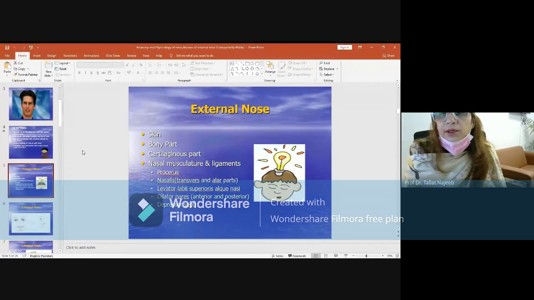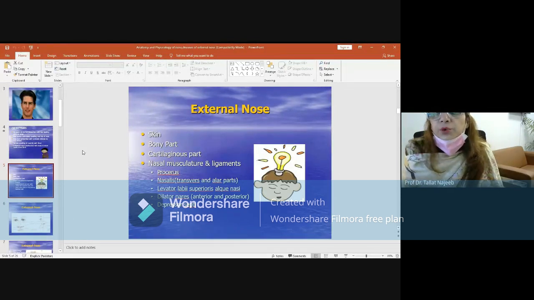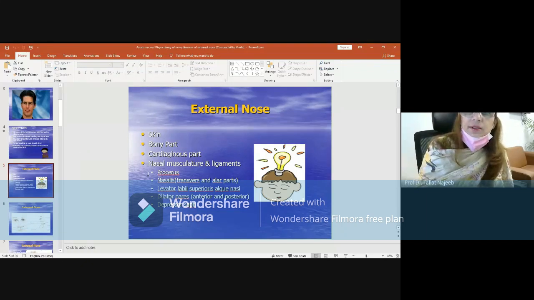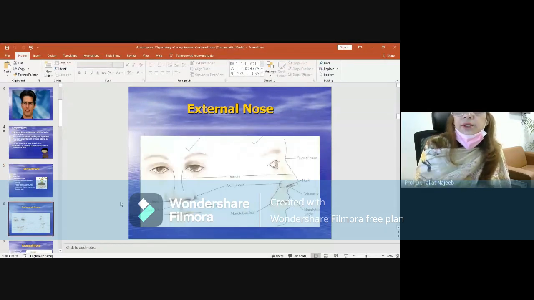So what is the external nose? The external nose has a bony part and a cartilaginous part, and it is covered by skin. Bone and cartilage are united to each other with the help of musculature and ligaments. These muscles dilate the nares. The muscles are procerus, nasalis, levator labii, dilator nares, and depressor septi.